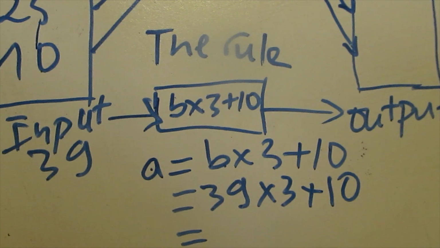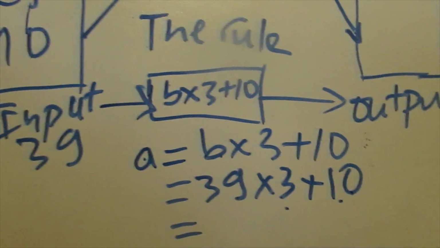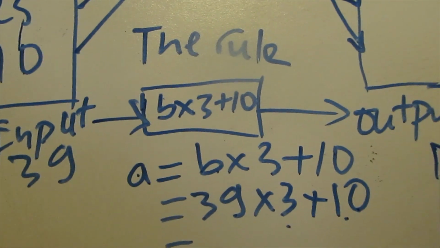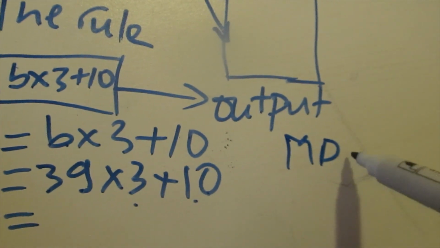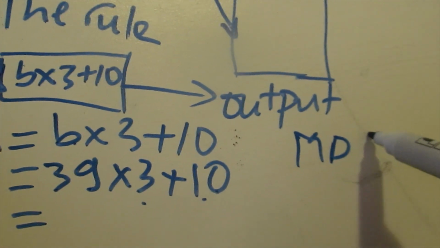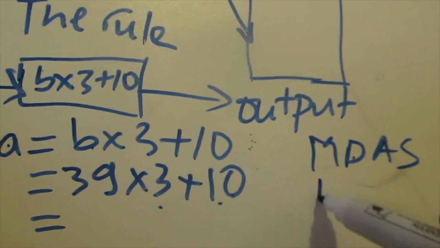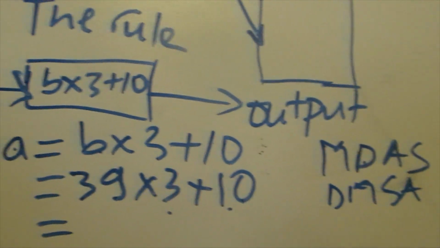Then we do the calculation, because the multiplication comes first before the addition or subtraction, and the rule is multiplication, division, addition, and subtraction. Or you can even swap it around. You can say division, multiplication, subtraction, and addition.